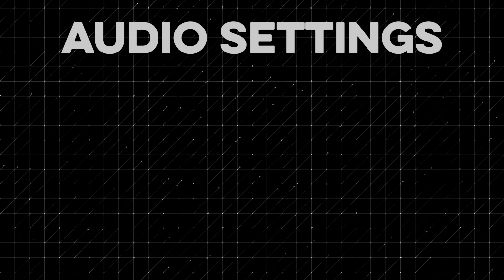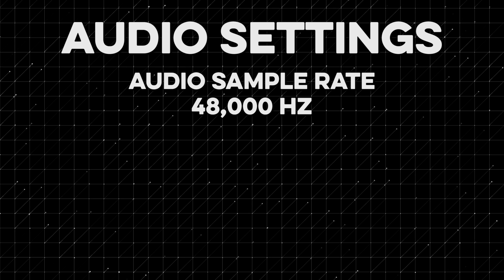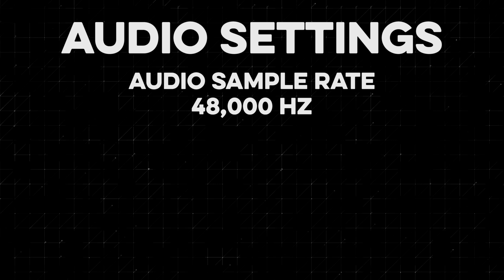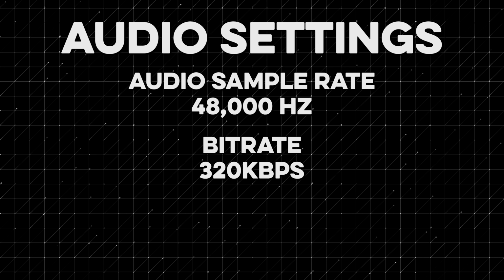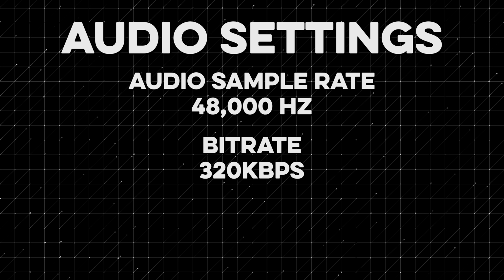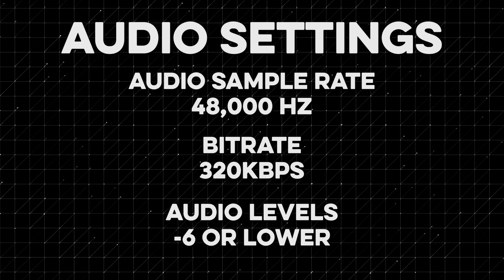Next, let's look at our audio settings. Your audio sample rate should run at 48,000 Hertz. Your bitrate should be 320 kilobits per second for clean sound. And just make sure your audio levels don't peak over -6. This is the industry standard for video. It captures more audio than the 44,100 usually used for music, and ensures better sync and playback across platforms.